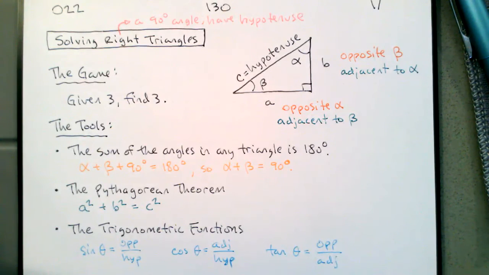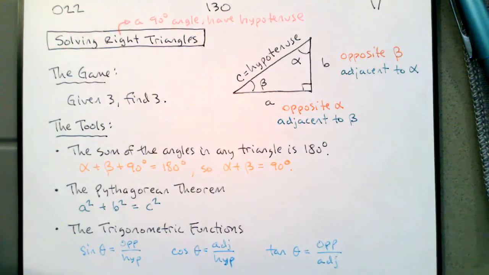Today, we're going to start playing the solving triangles game with solving right triangles. So remember that a right triangle will have a 90-degree angle and therefore will have a hypotenuse. Also, when we're dealing with a right triangle, that's going to bring the Pythagorean theorem into play. So we've got a lot of tools to play the game.